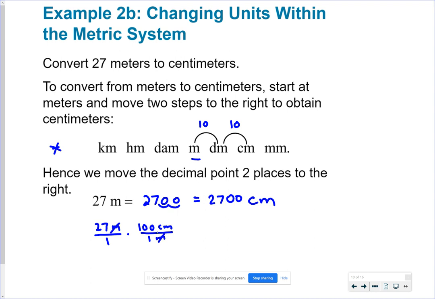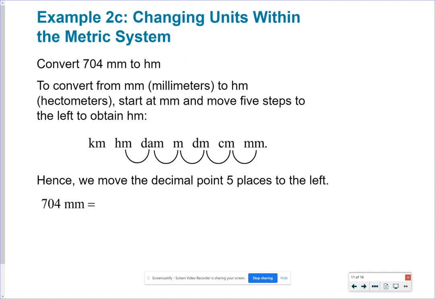And I can cancel the meters, and I have 2,700 centimeters. So you can either use their little tool right here, or you can use unit fractions. Either way, you'll get 2,700 centimeters.